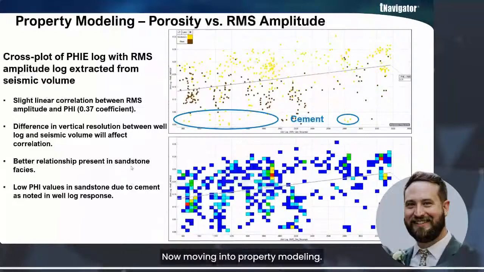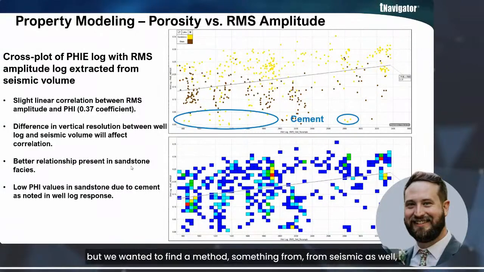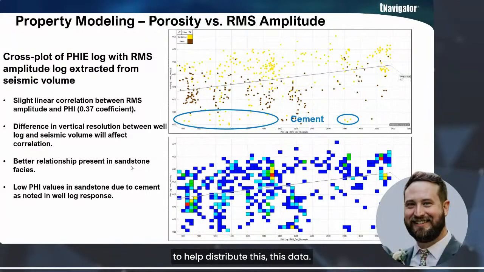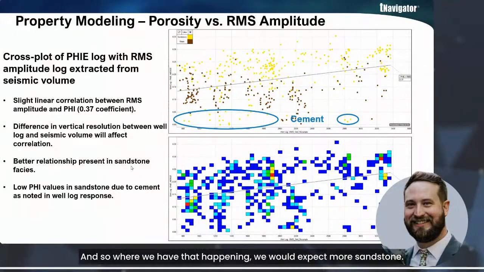Now moving into property modeling. So we wanted to find a way to distribute the porosity, right? So we wanted to bias that to facies, but we wanted to find a method, something from seismic as well to help distribute this data. So in general, when there's no hydrocarbon in the formation, we can usually find a decent relationship between RMS amplitudes and porosity, where if RMS amplitudes are increasing, we'd expect porosity in a saline aquifer to increase as well. And so where we have that happening, we would expect more sandstone.